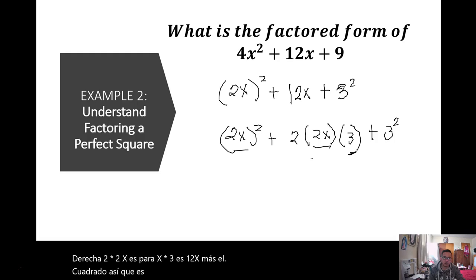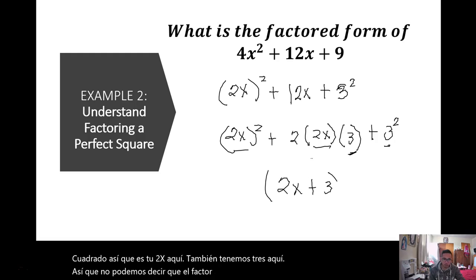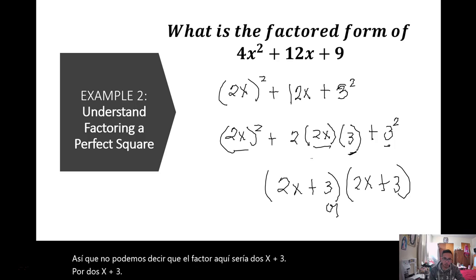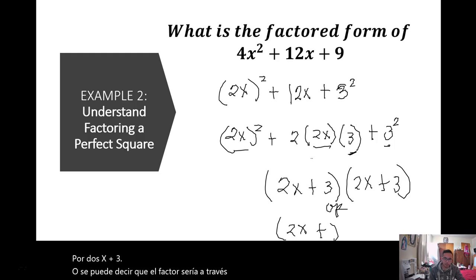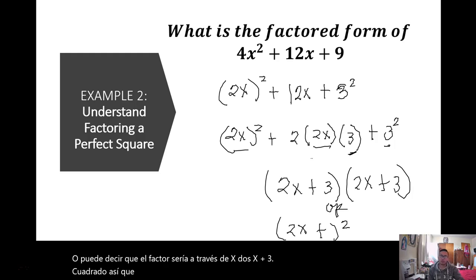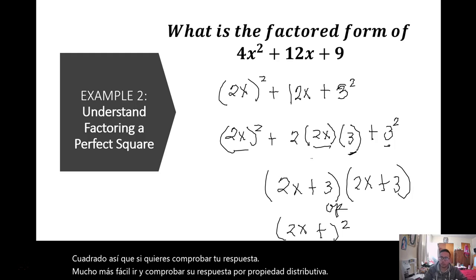So it's your 2x here, and we also have 3 here. So we can now say that the factor here would be 2x plus 3 times 2x plus 3, or the factor would be 2x plus 3 squared. If you want to check your answer, it would be a lot easier. You can check your answer by the distributive property.